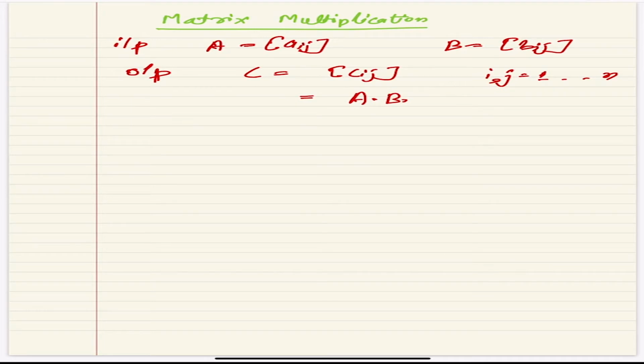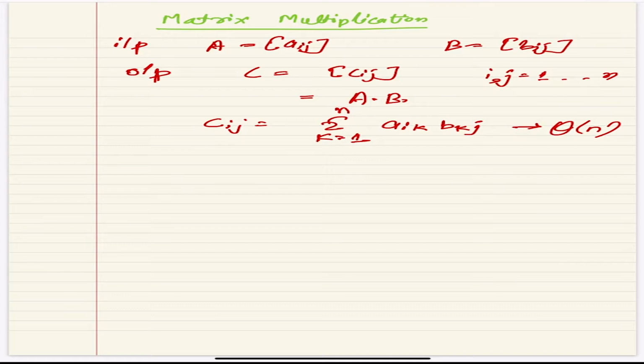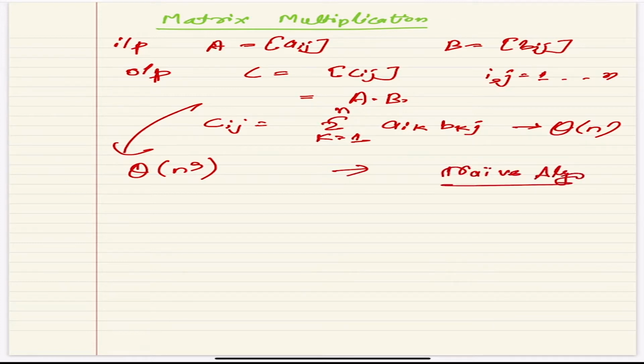Okay, now you know the algorithm how to compute that. There will be n square terms in C, and each Cij, how do you compute Cij? That is summation k is equal to 1 to n of Aik Bkj. So that takes theta n time, and you have to do n square such terms, so overall theta n cube. And you can write the pseudocode for this very well. This is what we call the naive algorithm. And we have to do better than that. Yes, we have to improve on that. How? Using divide and conquer.